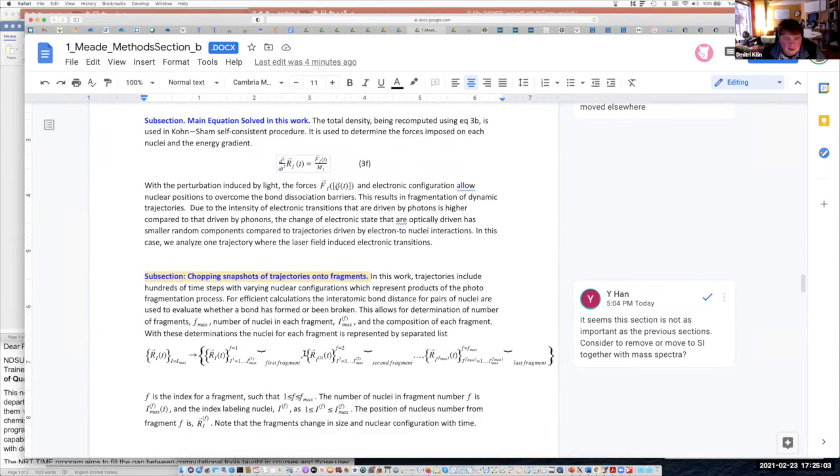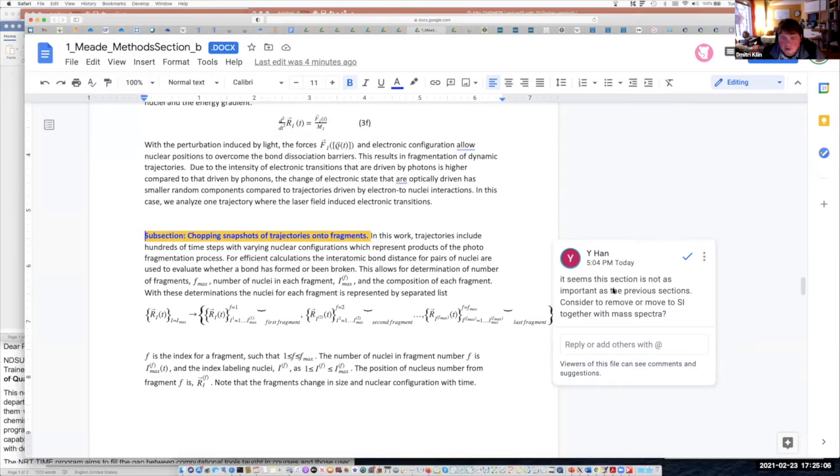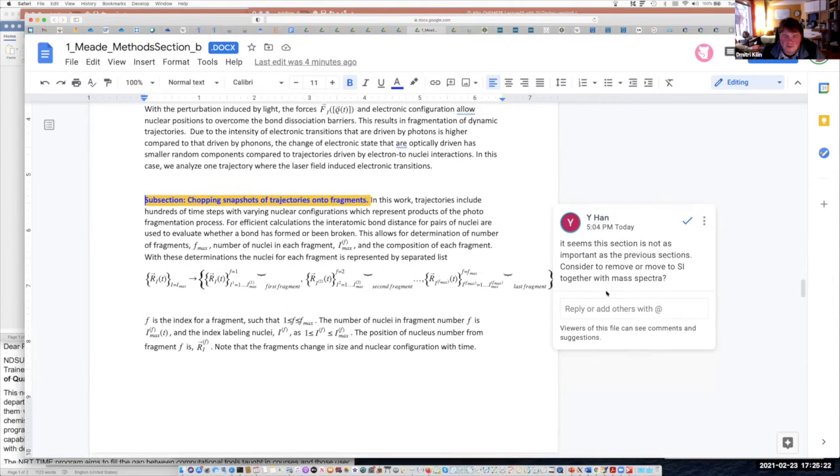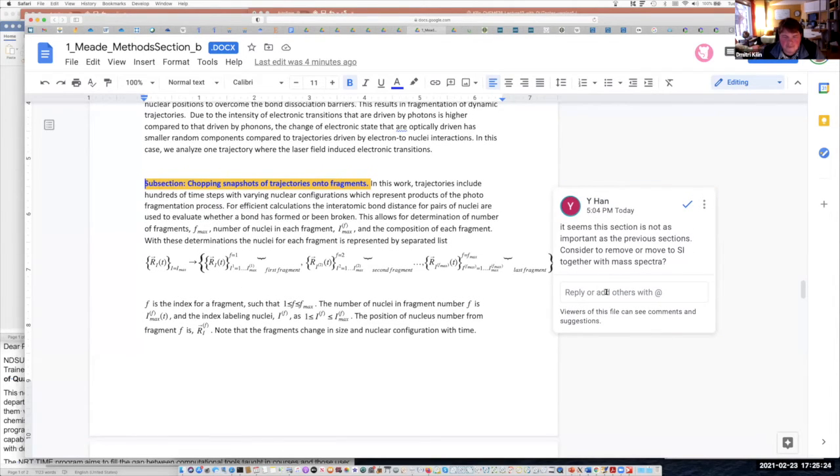And then Jeroen suggests to remove, shorten, or move to supporting information the following discussion. So, Mead, would you share your argumentation why a detailed explanation of how mass spectra are computed is needed in the methods?